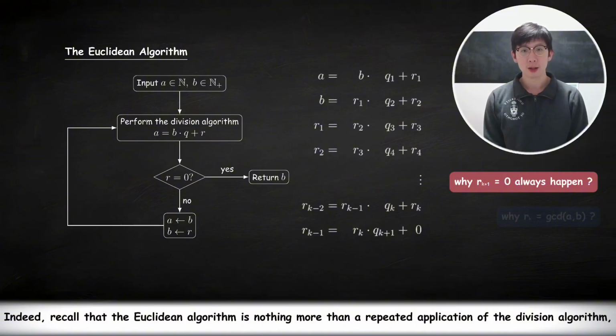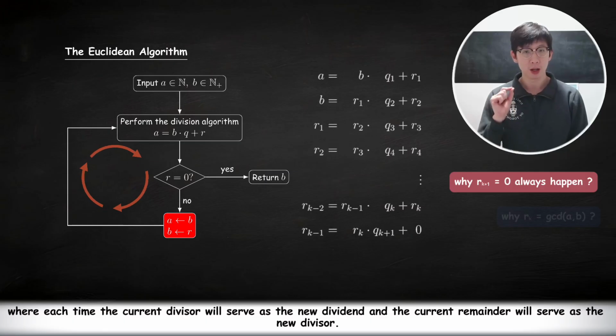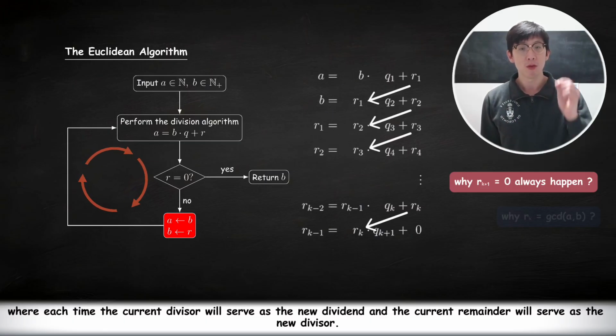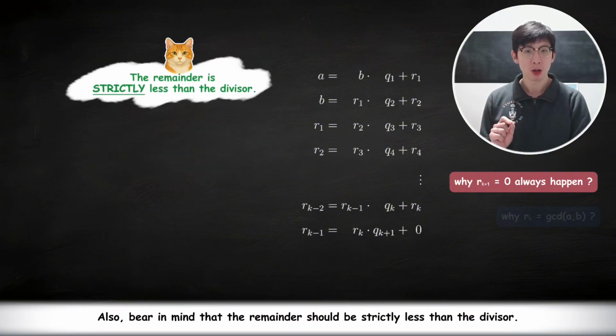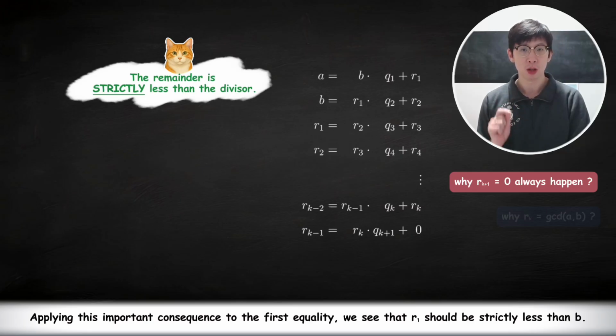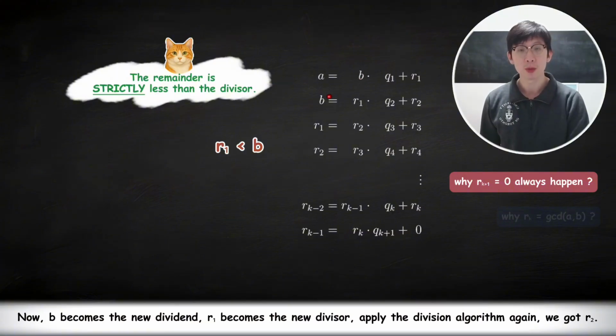Indeed, recall that the Euclidean algorithm is nothing more than a repeated application of the division algorithm, where each time the current divisor will serve as the new dividend and the current remainder will serve as the new divisor. Also bear in mind that the remainder should be strictly less than the divisor. Applying this important consequence to the first equality, we see that R1 should be strictly less than B. Now, B becomes the new dividend, R1 becomes the new divisor, apply the division algorithm again, we get R2.